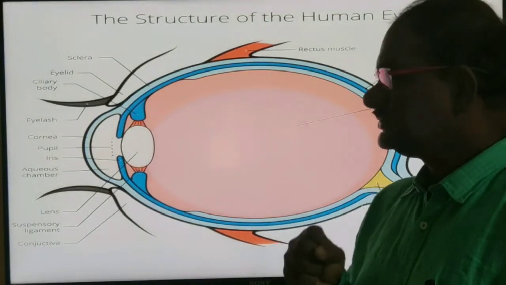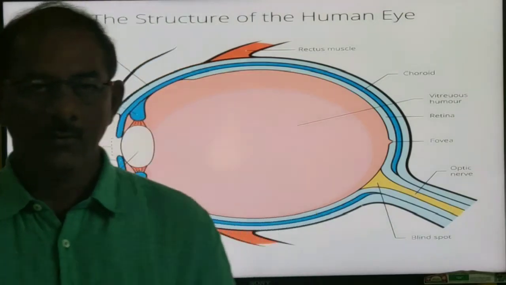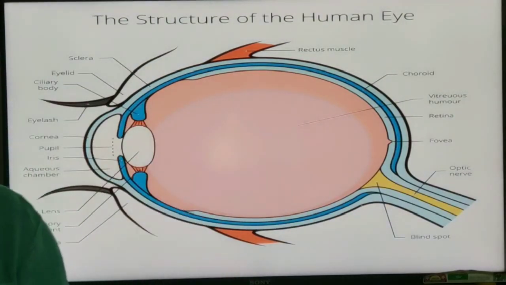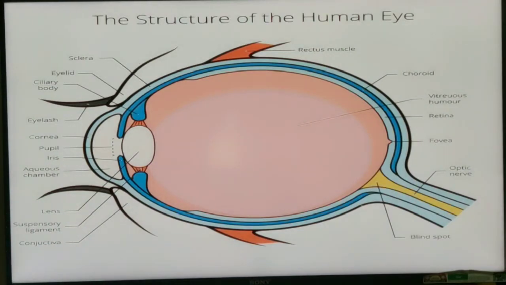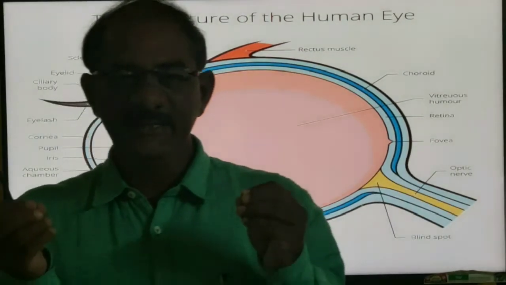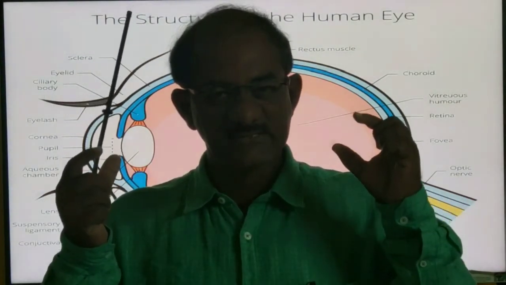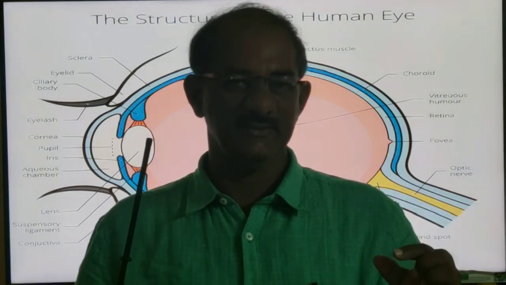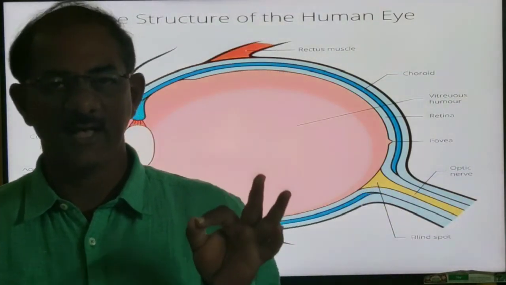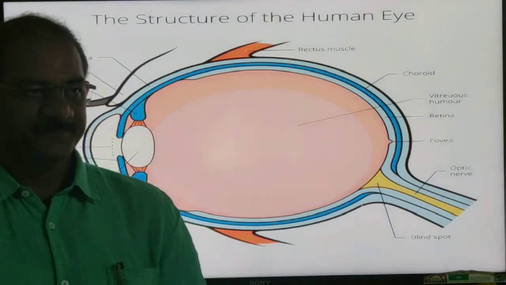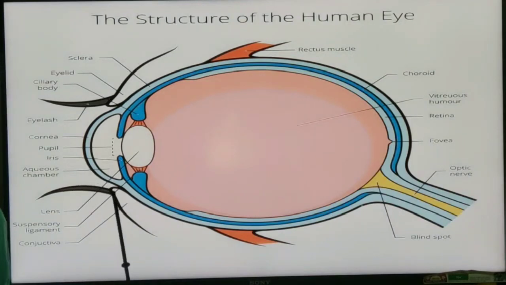Before the study of the structure of the eye, we should know the location of the eye. Generally a pair of eyes is located in a deep orbit, because such orbits are present in the skull region, and in this orbit region the pair of eyes is located. So that is the location of the eye. Then the structure of the eye consists of three main coatings.